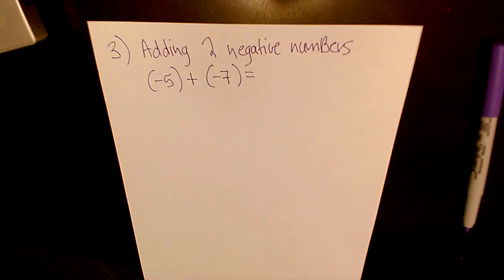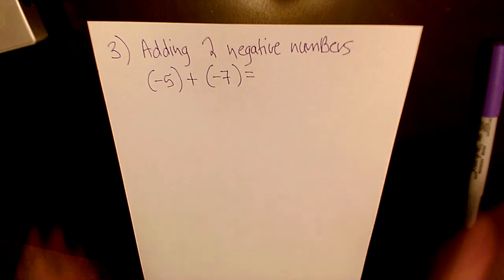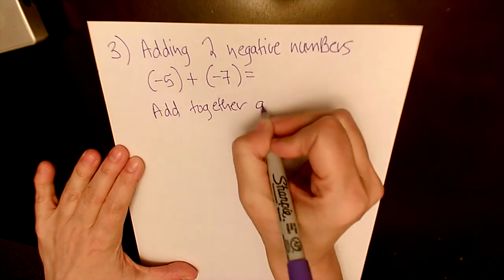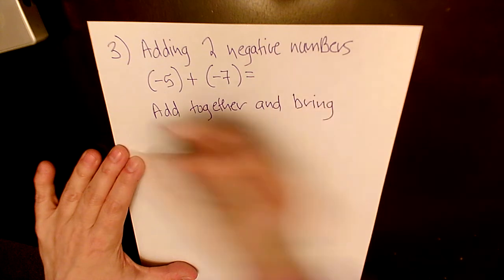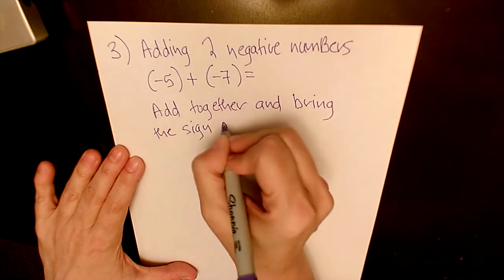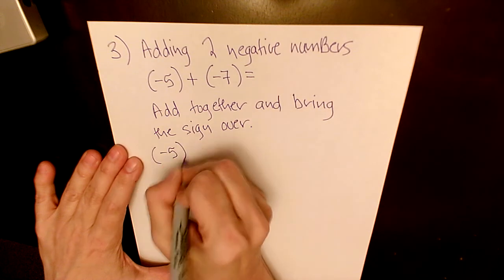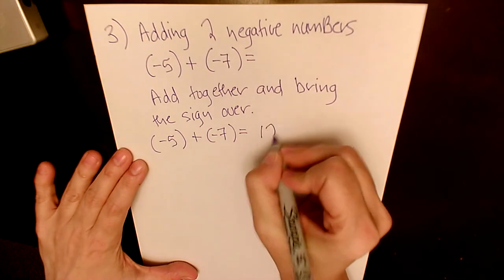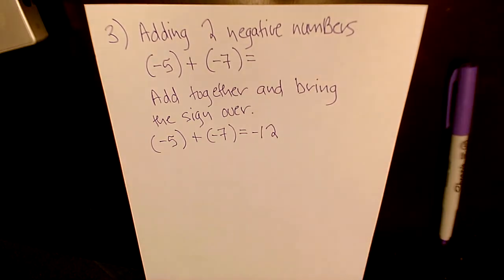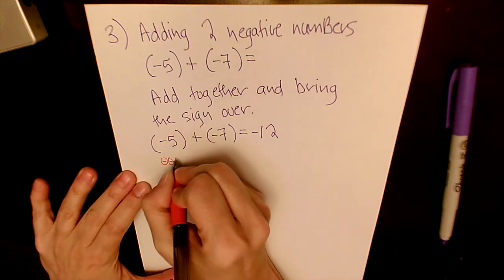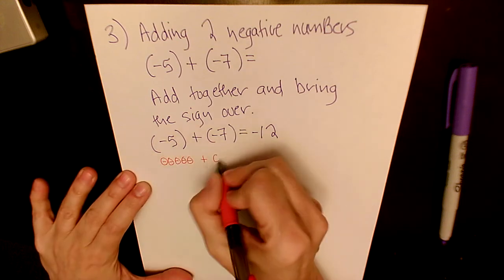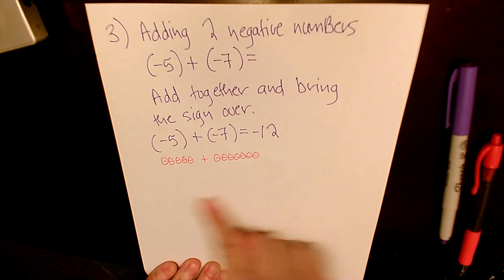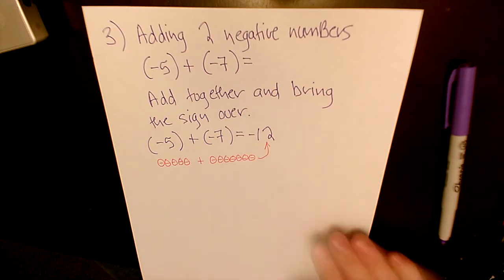So this is just like when we have two positives and we're adding them. If we have two negatives, we're just going to add them together and bring the sign over. Okay, so -5 and -7, if I were just going to add those, it'd give me 12, but it's a -12. I've got 5 negatives and 7 negatives. So I'm going to add these up all together. I'm going to put these all together, and I'm going to get a -12.